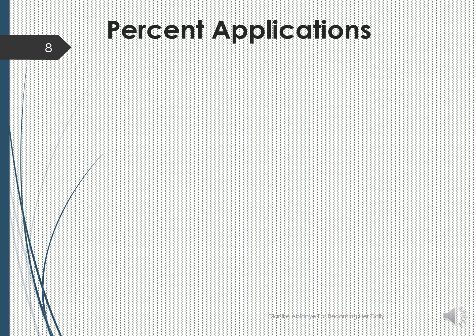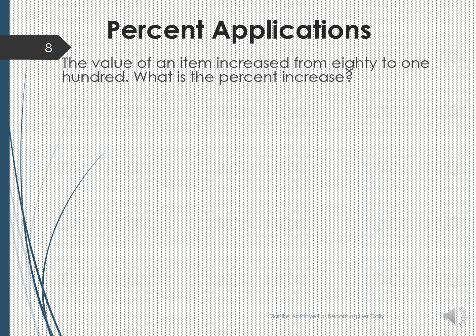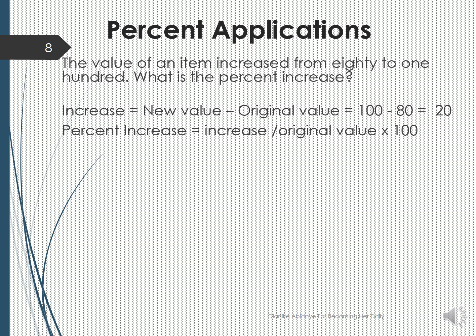The next one is percentage, application of percentage. Then we have the first one. The value of an item increased from 80 to 100. What is the percentage increase? The first thing here is you first find the increase. We have from 80 to 100. Then we find the increase by subtracting 80 from 100, that is 100 minus 80, and that's 20. That means the increase in this case is 20.